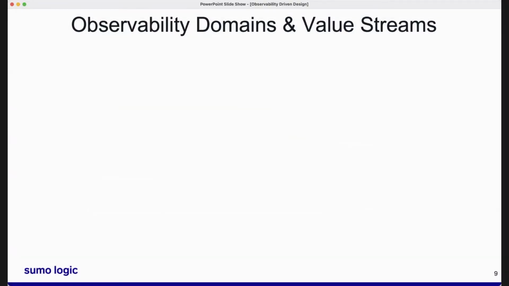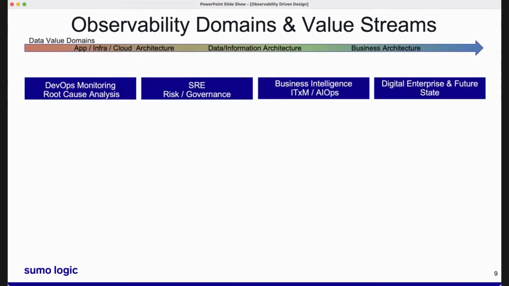The framework I have is broken up into 4 observability domains, and it represents the value streams of the organization as it flows through IT. If you think about it, the first 2 domains, DevOps, monitoring, root cause, and SRE, are all about app, infra, and cloud architecture. But as you move to the right in the organization, as you get into business intelligence, IT service, and operations management, the data becomes more about the data and information architecture itself. And as you continue to go to the right, now you're really focused on the business architecture.